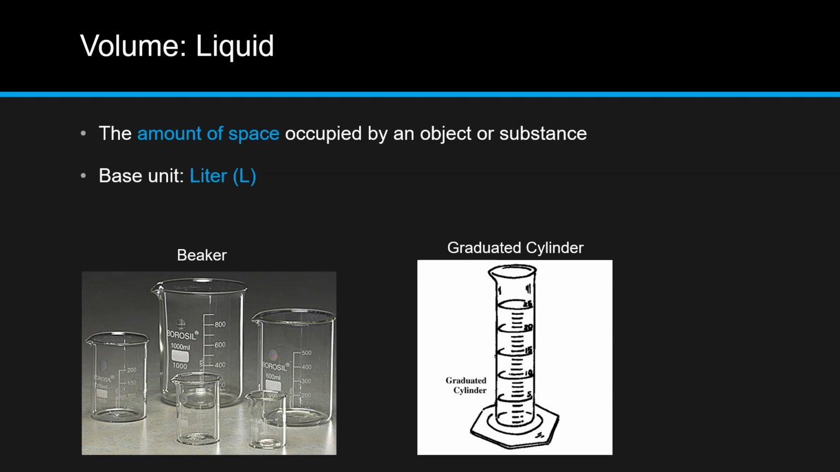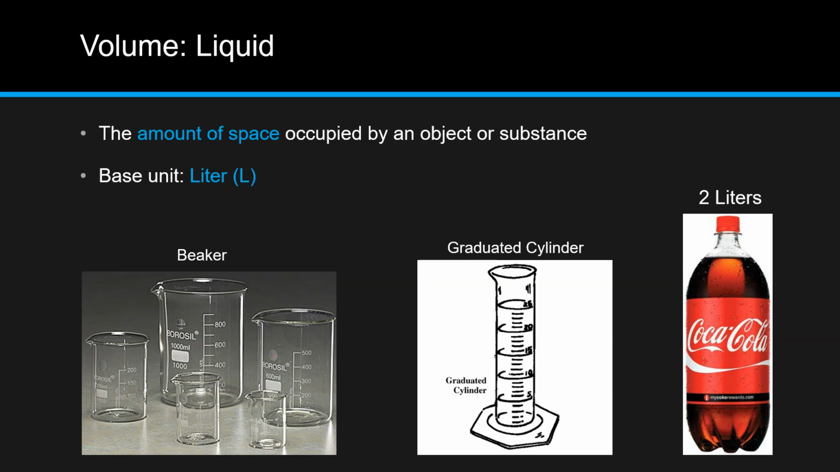The base unit for liquid volume is the liter. This bottle of pop right here that you might purchase for a party is 2 liters. In science, we are more commonly dealing with smaller amounts of liquid though, so millimeters is the unit used most often.